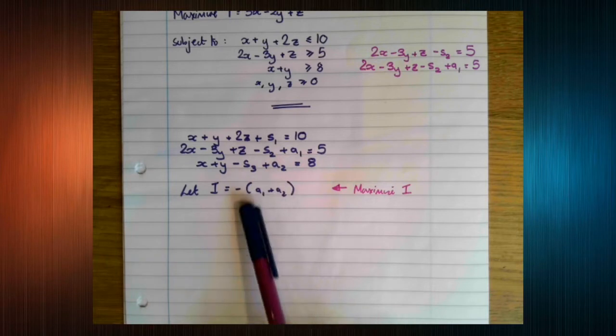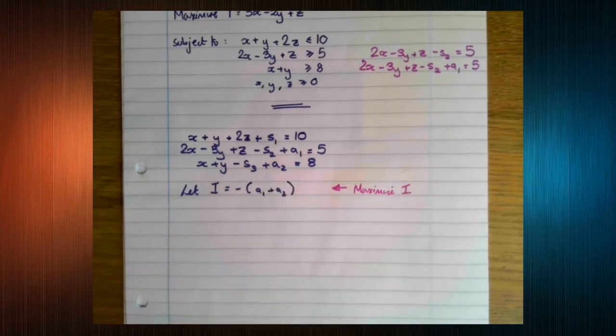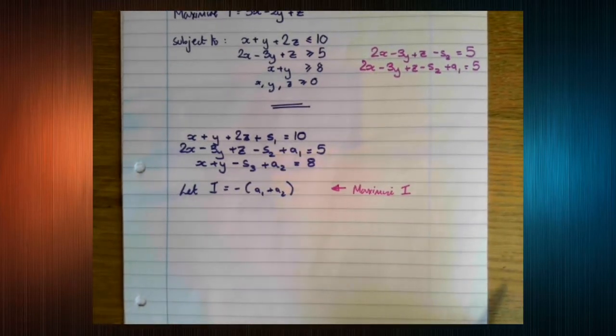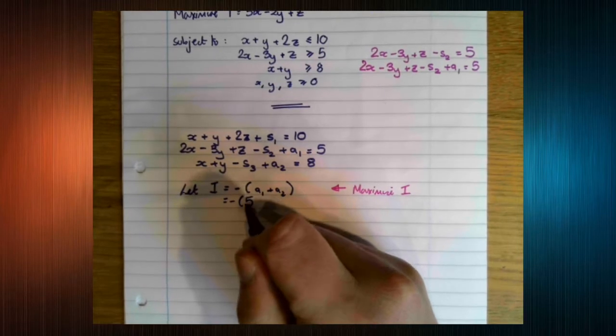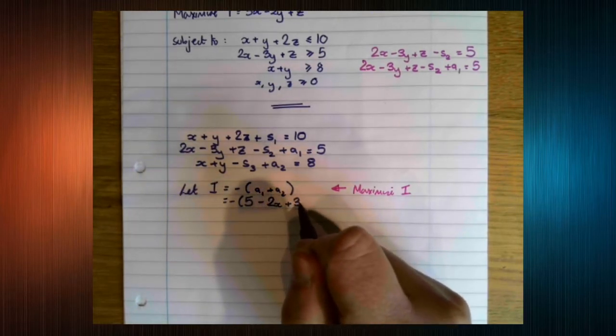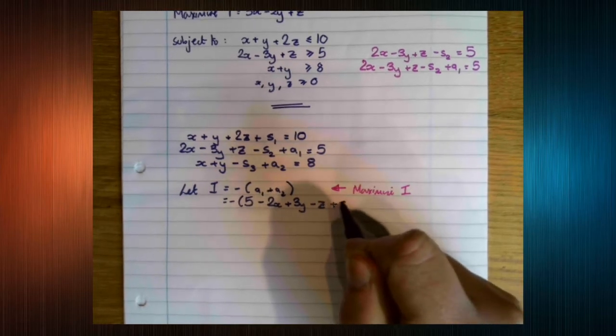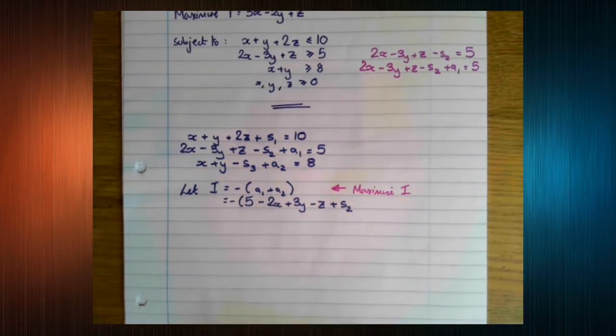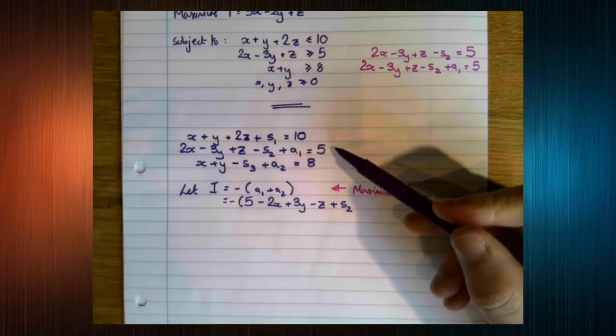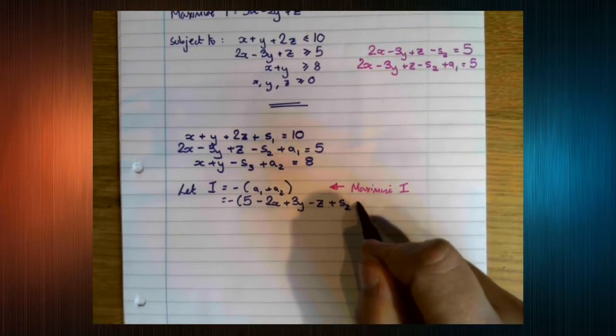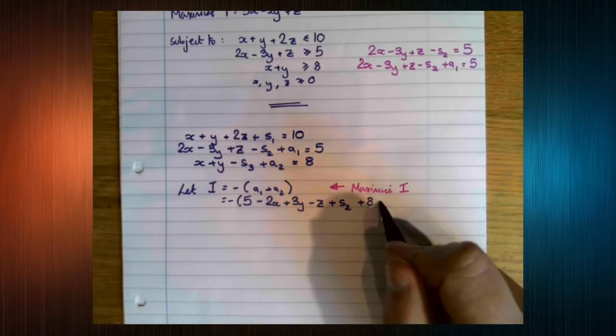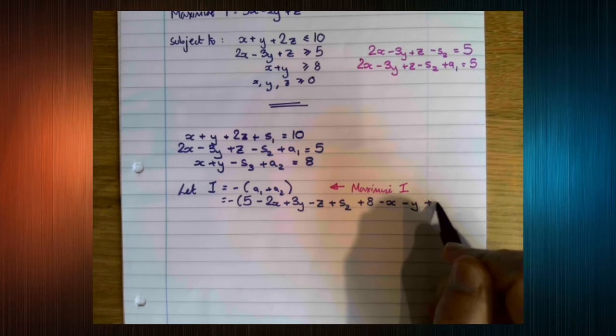We cannot have basic variables in the objective function. So what we need to do is rearrange these two equations here and then substitute things in. So a1 is 5 minus 2x plus 3y minus z plus s2. Just rearranging this equation here. We then rearrange this one, so you get a2 equals 8 minus x minus y plus s3.